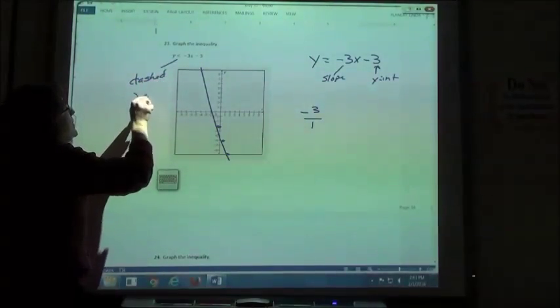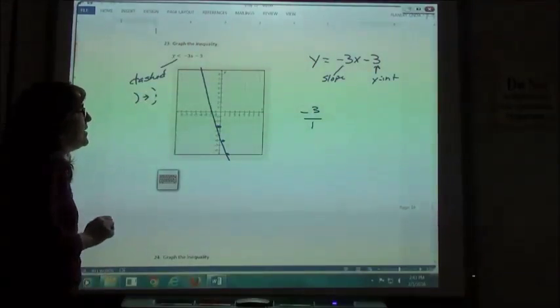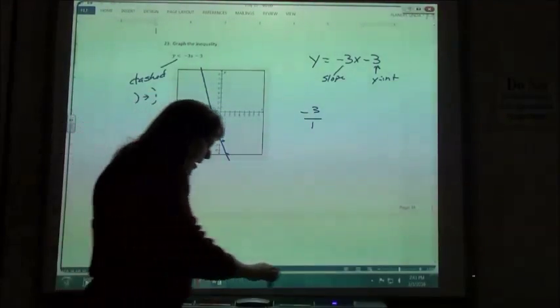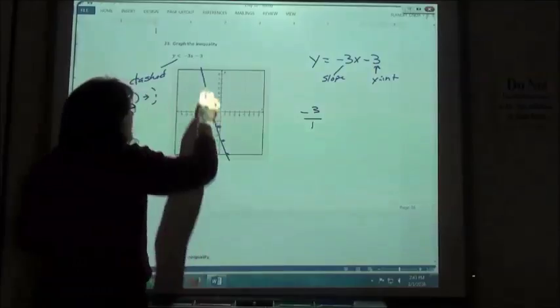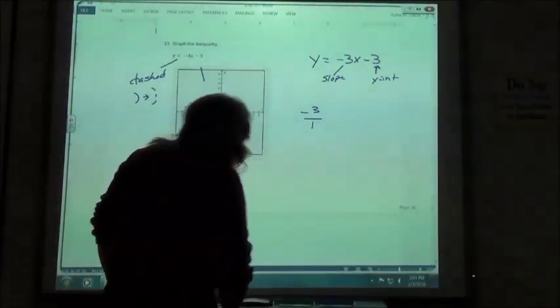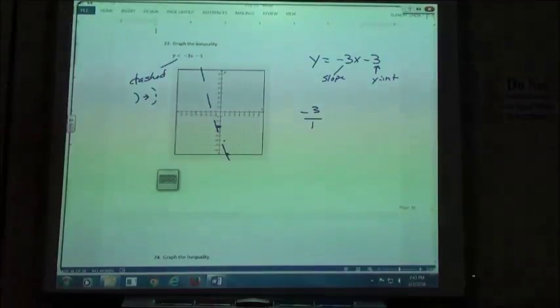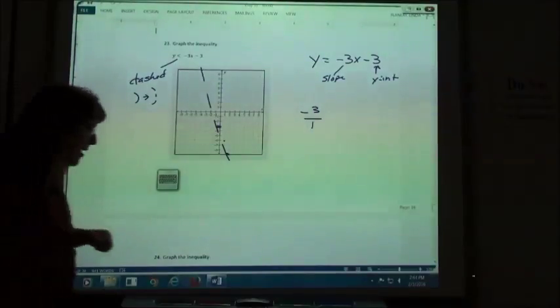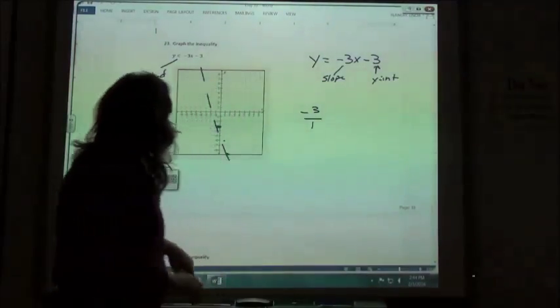So I'm going to use the little tool that looks like that. I'm going to click anywhere on my line, and when you click on there, it's just going to make it a dotted line instead. So if there's no equal to under your inequality, I should have a dashed line instead of a solid line. Again, I'm going to do my shading.